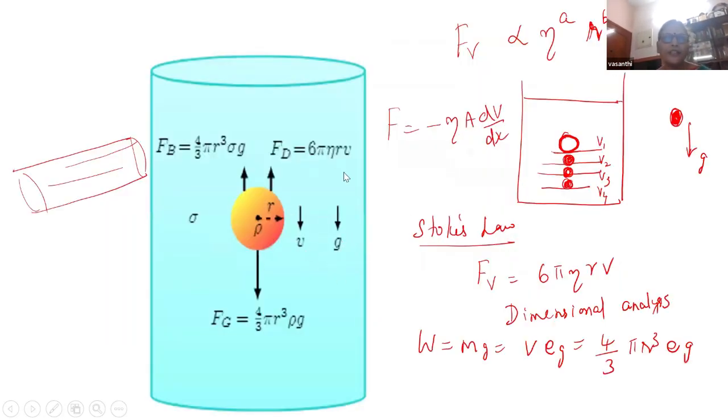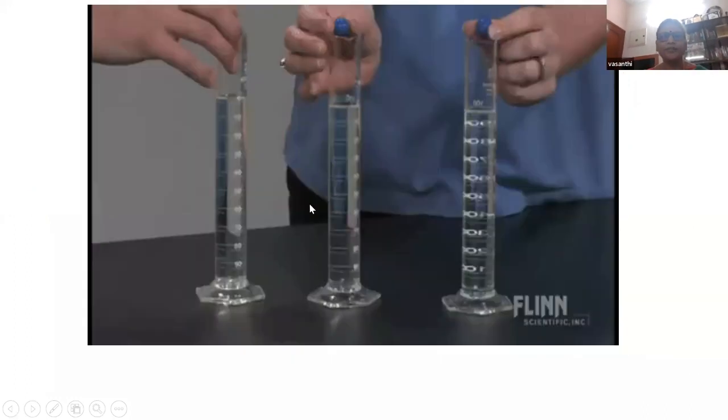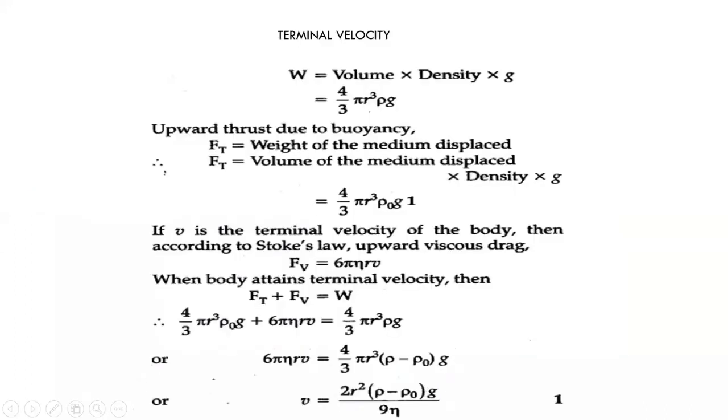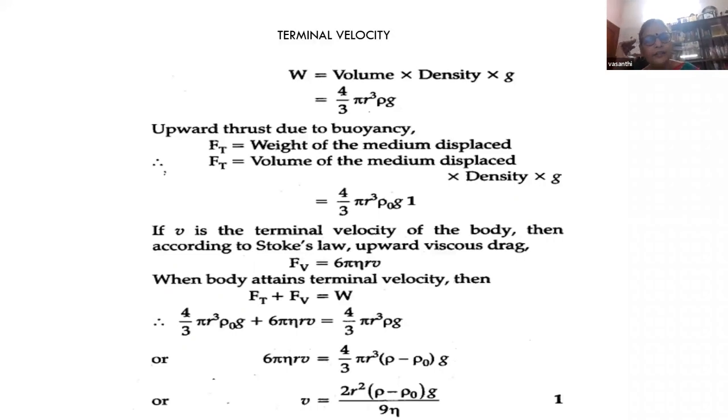Okay, the terminal velocity formula we derive, isn't it? Are you agreeing with my explanation? Yes, ma'am. I don't need to derive this. So the terminal velocity is inversely proportional to eta. It is 2 by 9, r square, where r is the radius of the sphere, rho is the density of the solid, sigma the density of the liquid, and eta. So if eta is more, terminal velocity will be small. So terminal velocity is the maximum constant velocity acquired by a small spherical body when it falls through a viscous medium.